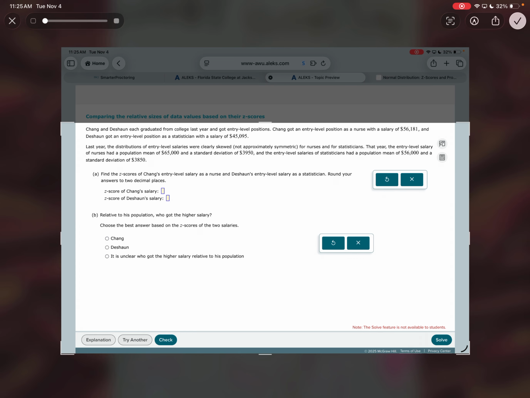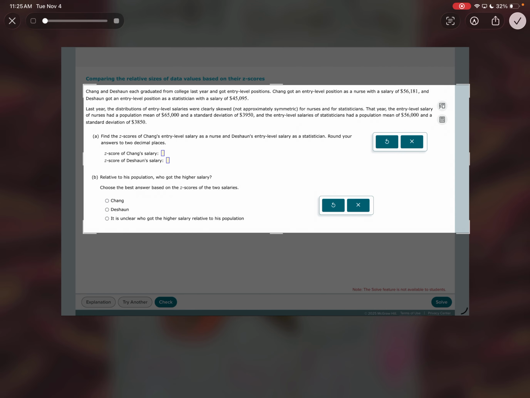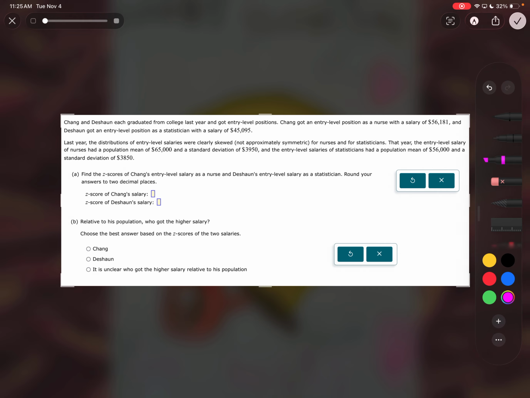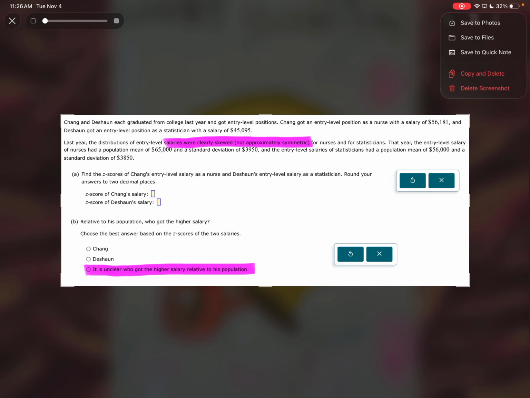So I'm not going to work this whole problem out because y'all know how to plug in the z-score. We've done it 4 times now. But if I look at this problem right here, it says the salary levels were clearly skewed. Okay? We cannot compare z-scores. So you can find the z-score, but you can't really compare them because it's not standardized. So your answer is it is unclear who got the higher salary. We can't compare them when you have skewed data. You're going to work this whole problem and skip by that line. It doesn't really show you that. So make sure if it says clearly skewed, the answer to part C or B is it is unclear.